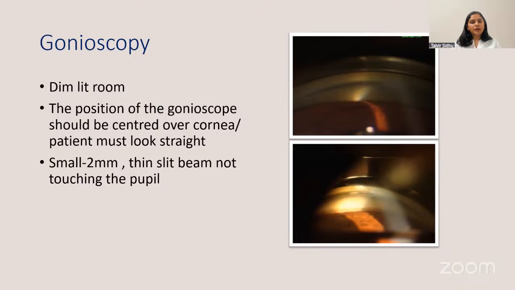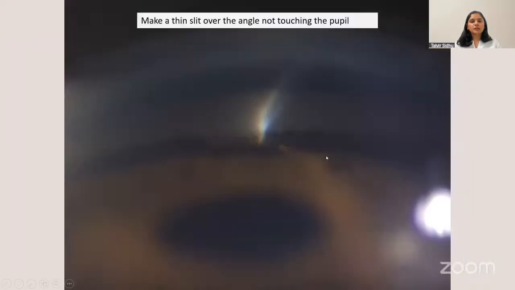Gonioscopy should be done in a dimly lit room, and the gonioscope should not be pressed over the cornea, but gently placed, and a thin beam should only go to the angle. Once you place a thin beam in the angle, you will see a corneal wedge. If you see a corneal wedge, that indicates the position of the Schwalbe line. Behind the Schwalbe line is actually where your angle structures are present.